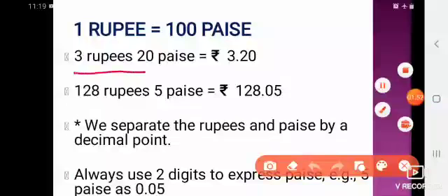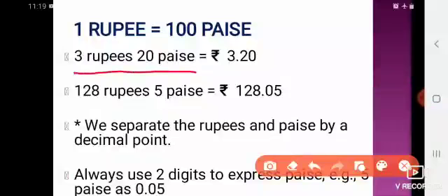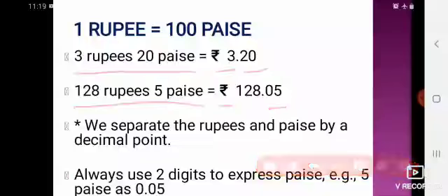Here you can see 3 rupees and 20 paise will be written as: first we'll write down the symbol of rupees, then 3.20. The whole number part will represent the bigger unit, that is rupees, and the decimal part will represent the smaller unit, that is paise. Now the next example is 128 rupees and 5 paise. The symbol of rupees will be written first, then 128 point, and now 5 paise will be written as 0.05 because we always use 2 digits to express paise.